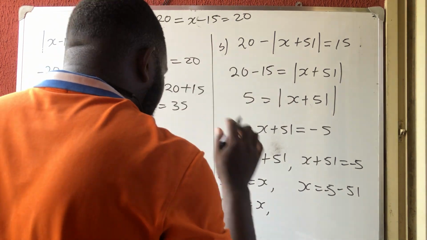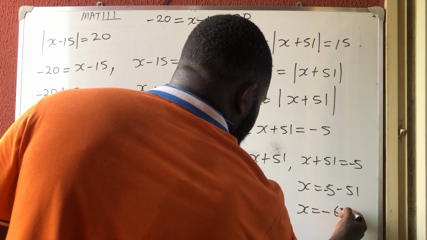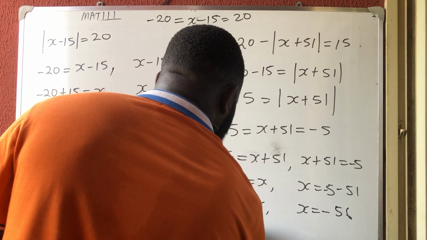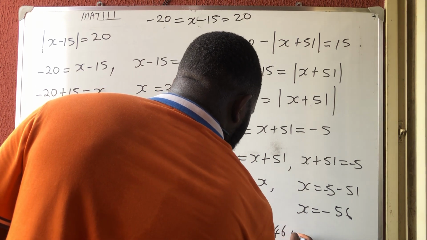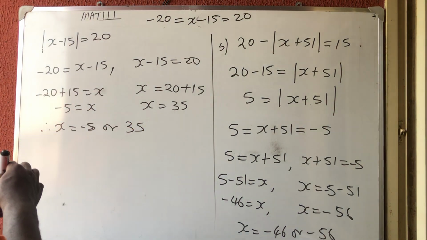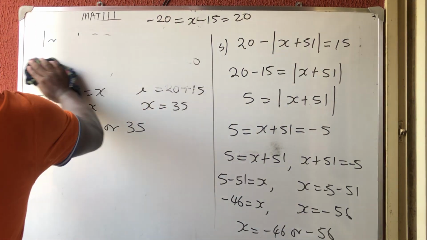So here I'm having that x is equal to what? Minus 56. Minus 56. So x is equal to what? Minus 46 or minus 56. Okay? So that is just that. That is just that. Okay? So the C question.